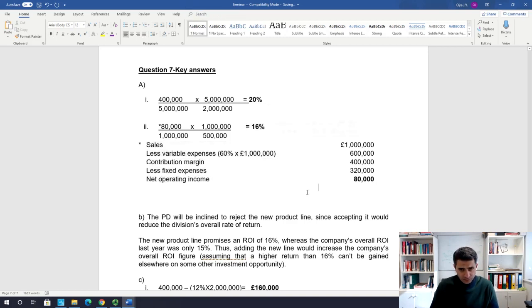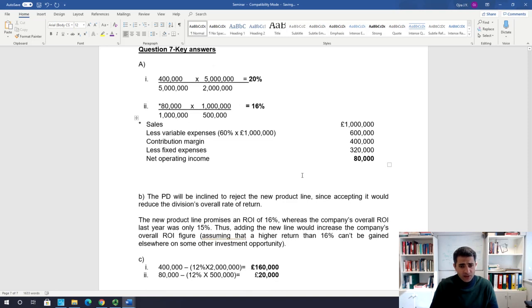As you see, the PD will be inclined to reject the new product line, since accepting it would reduce the division's overall rate of return. So of course they rejected it. The new product line promises an ROI of 16%, whereas the company's overall ROI last year was 15%.